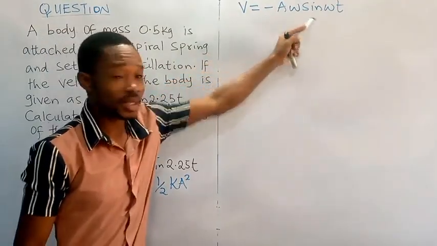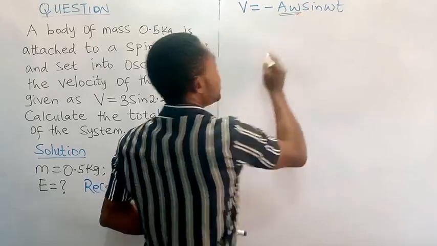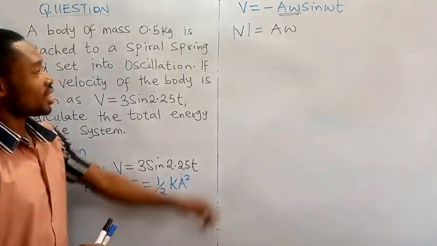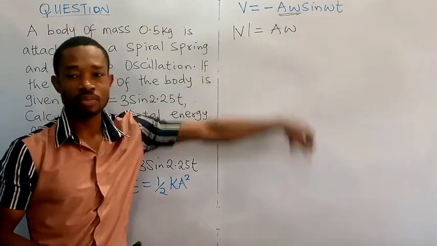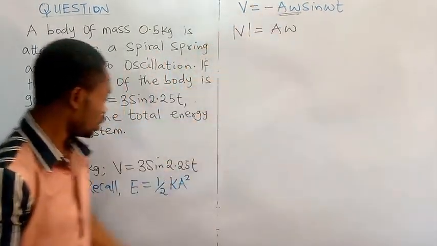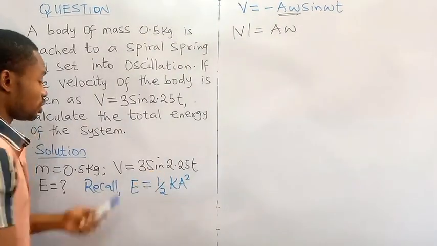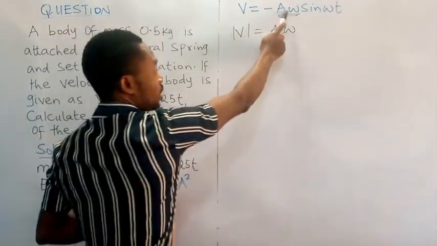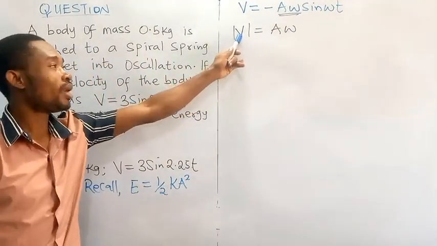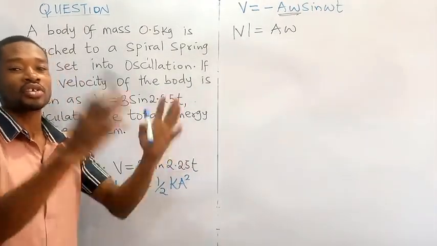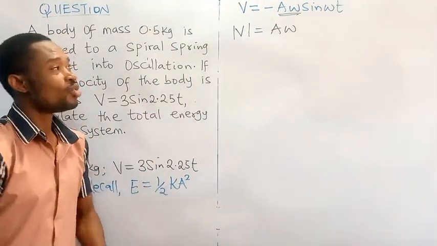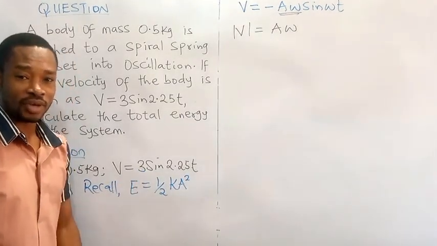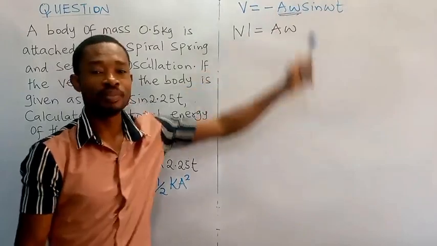Now, in this equation, this quantity Aw is the magnitude of velocity. We are saying that the magnitude of the velocity is equal to Aw. If you compare this velocity function with the one given to us in the question, this 3 is equal to minus Aw. But magnitude has no business with negative. The magnitude of any quantity is always positive, which means we do not have any business with this minus when equating to this 3. Are you following? The idea is that 3 is equal to Aw. That's it.